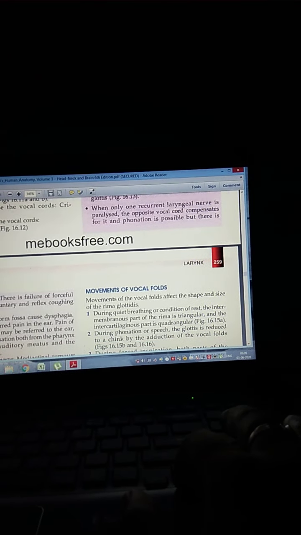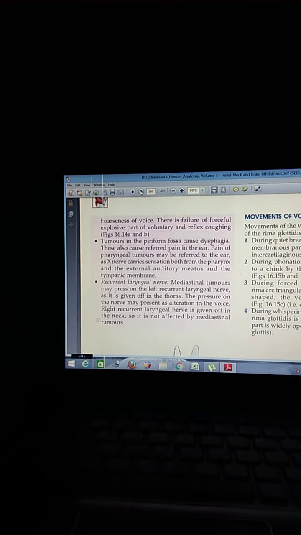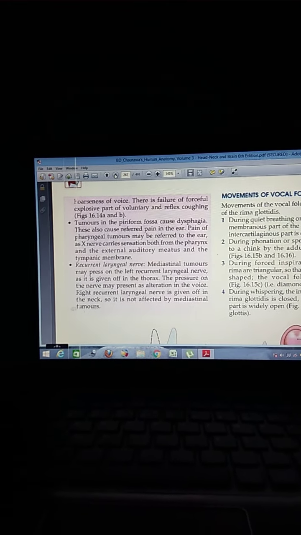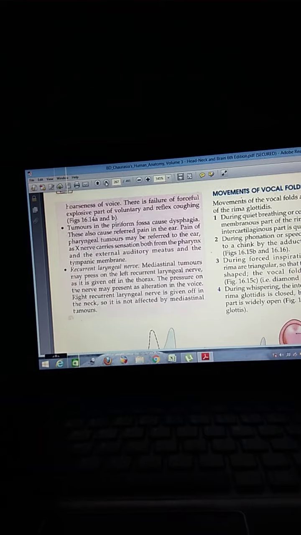When any one recurrent laryngeal nerve is paralyzed, the opposite vocal cord compensates. Shortness of the voice is a failure of the forceful expiration on the part of the voluntary reflex coughing. Tumors in the piriform fossa cause dysphagia. Recurrent laryngeal nerve: mediastinal tumors may press on the left recurrent laryngeal nerve, as it is given off in the thorax.